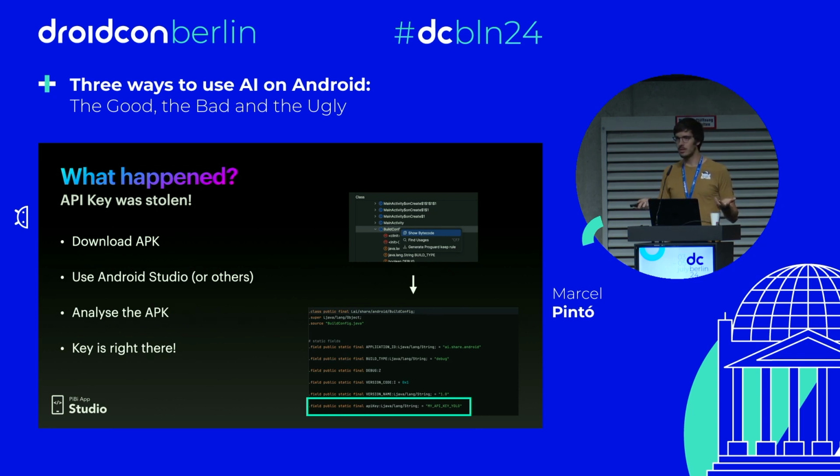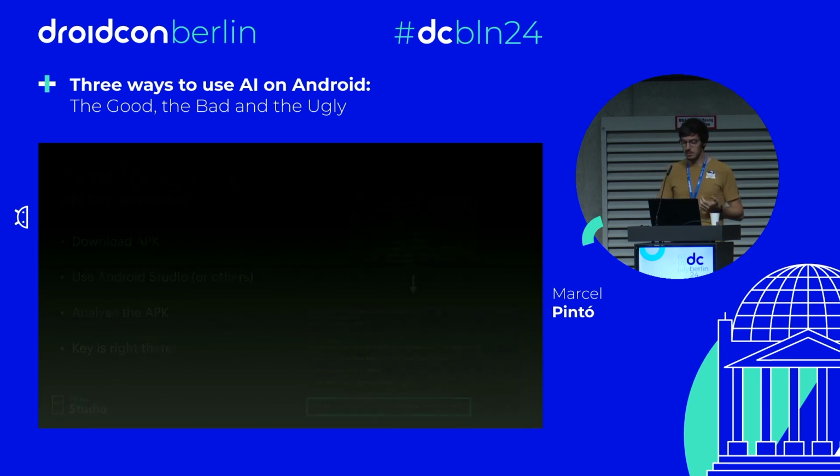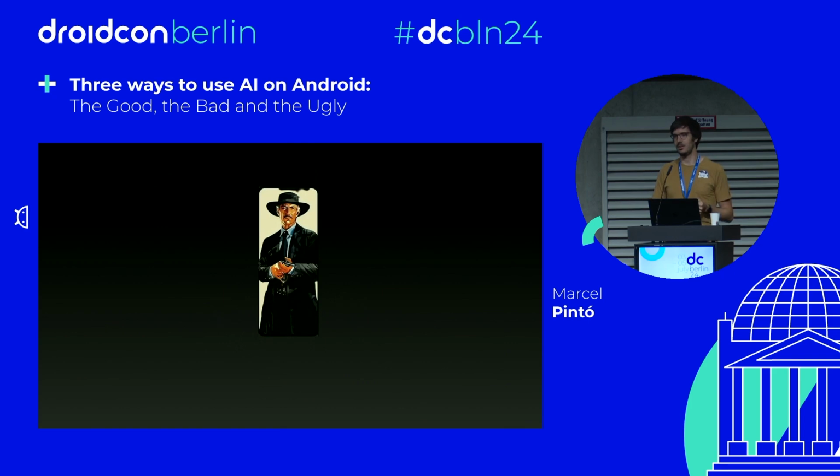So now what? Your best option? You just delete the API key, so it stops draining your money, but then your users are not able to use your application. You have to go through the Play Store update. We know how much time that can take. And then you need to improve the security, right? I present you the bad way of integrating AI in Android.